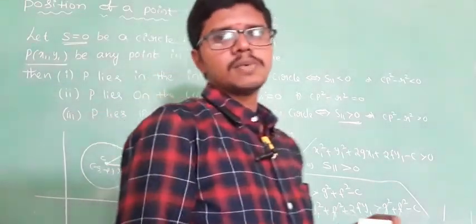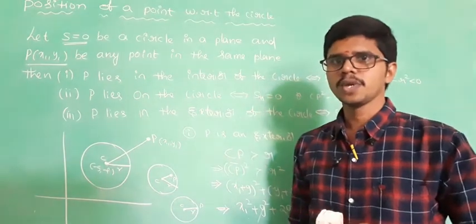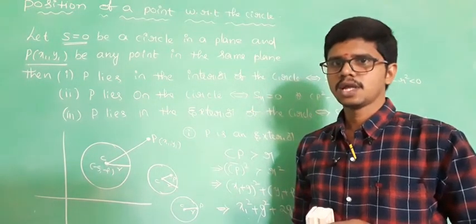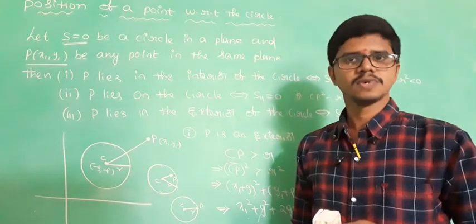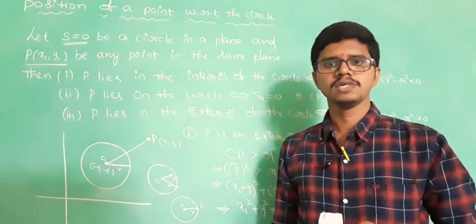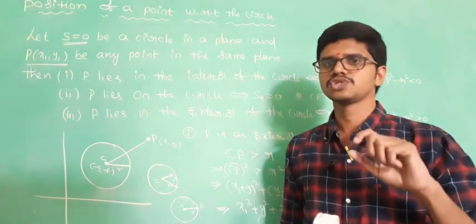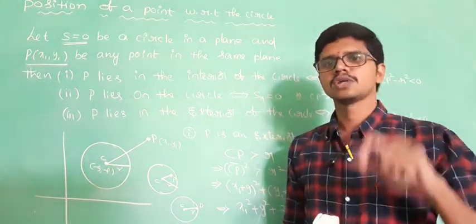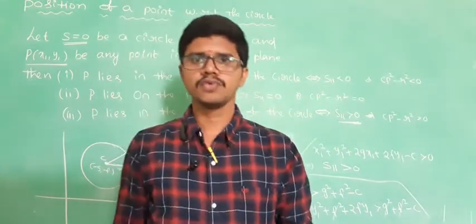Clear? So this is about position of a point. Once again I repeat, position of a point means: if S11 is less than 0, then P is an interior point. If S11 is equal to 0, then P lies on the circumference of the circle. If S11 is greater than 0, then P lies on the exterior of the circle. Clear? Let us move to the power of a point.